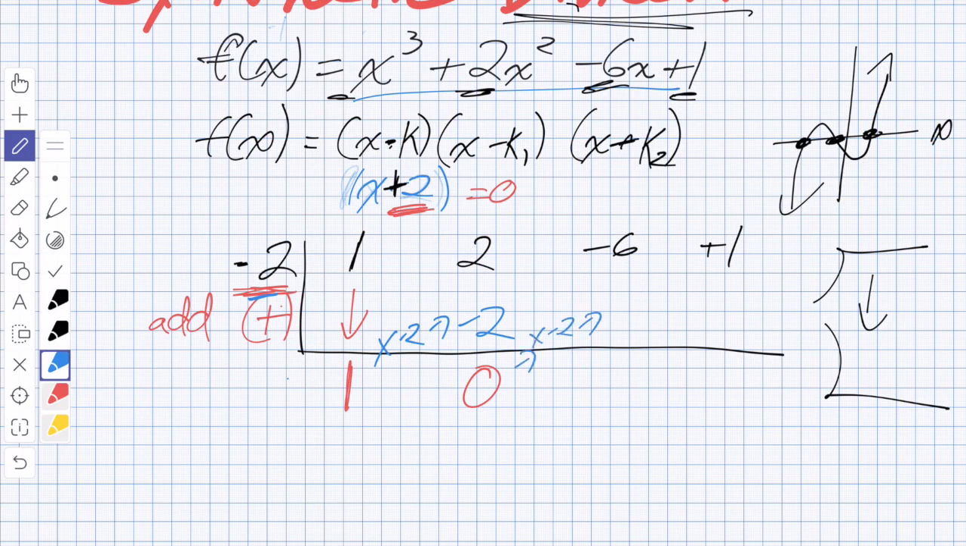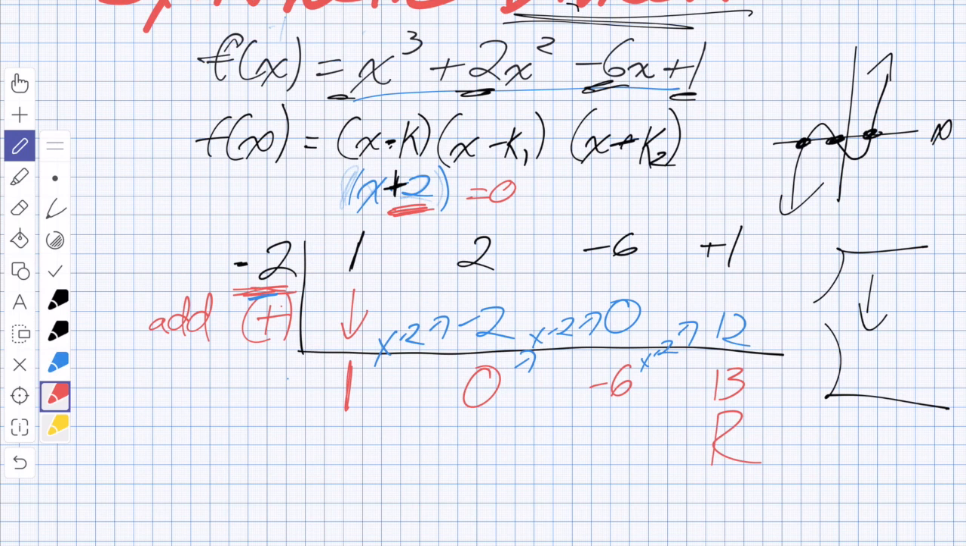Great. Now we multiply by negative 2. What do we get? We get 0. 0 times anything is 0, right? We add the two values, negative 6 and 0. That's going to give us negative 6. We then multiply by negative 2 again. That becomes 12. Great. And then we add the 1 and we get 13. So 13 is our remainder in this case, okay?